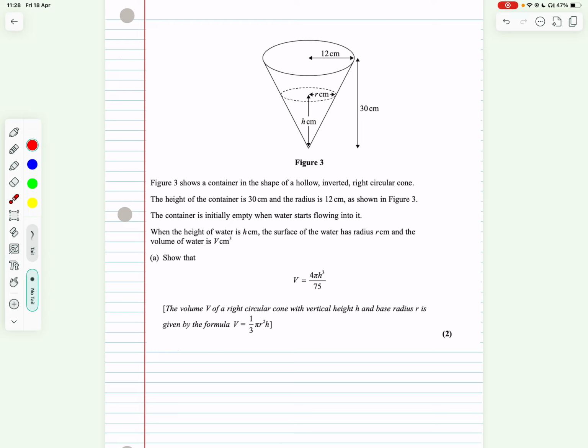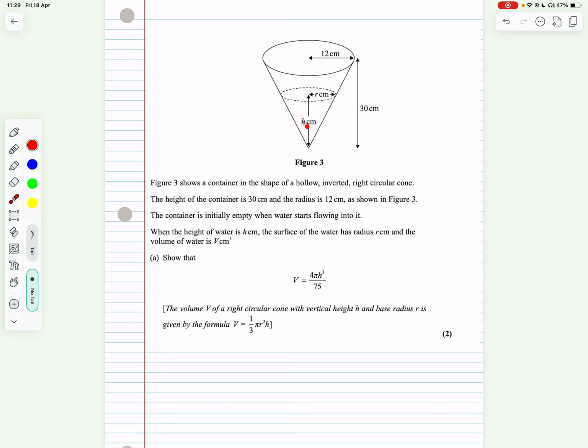right circular cone. The height of the cone is 30 centimeters and the radius of the cone is 12 centimeters, as shown in the picture. The container is initially empty when water starts flowing into it. When the height of the water is h centimeters, the surface of the water has a radius of r centimeters.